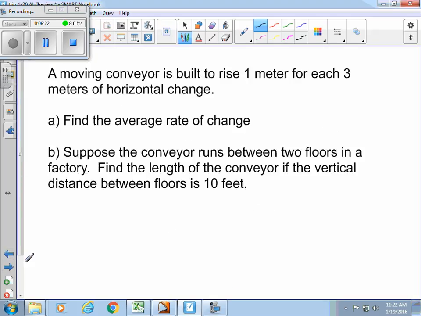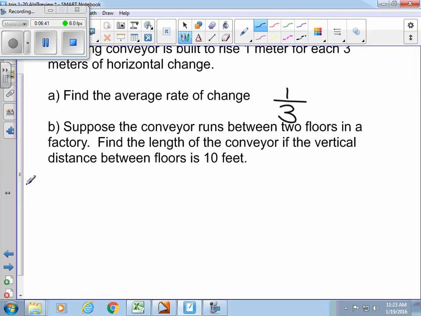Average rate of change. A moving conveyor is built to rise 1 meter for each 3 meters of horizontal change. What's the average rate of change? Why? Rise over run. Suppose the conveyor runs between 2 floors in a factory. Find the length of the conveyor if the vertical distance between floors is 10 feet.